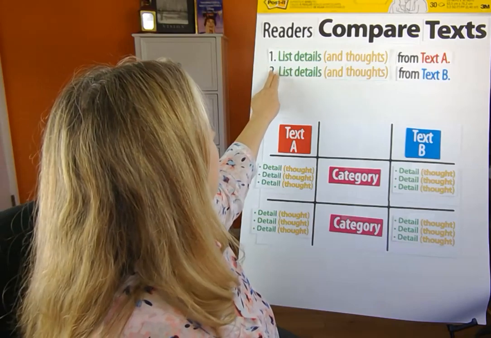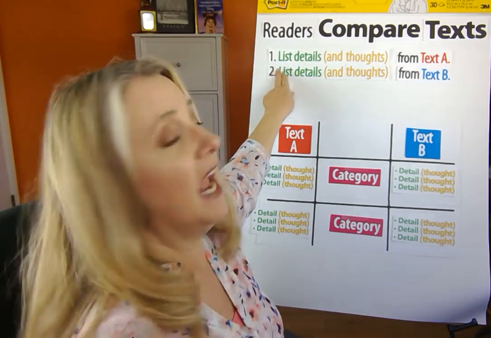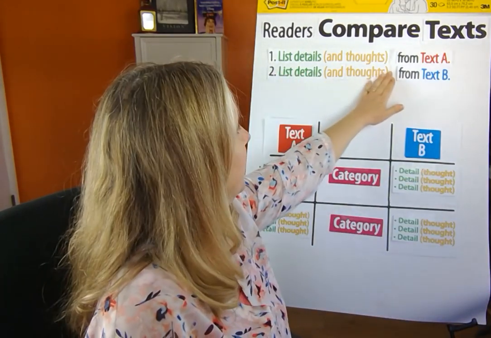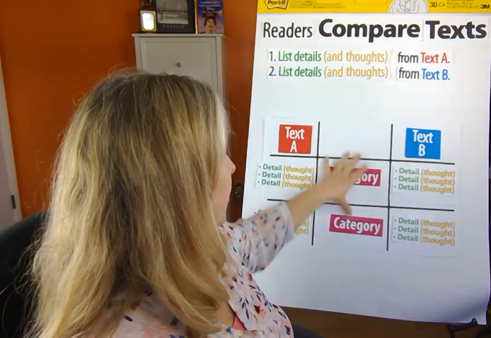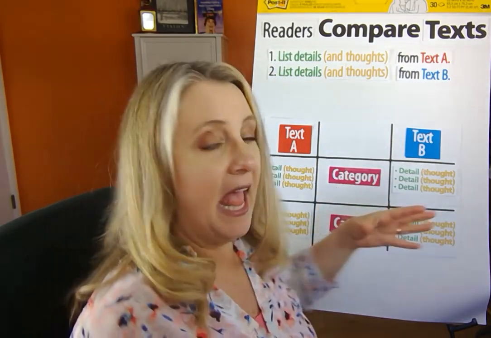Then, second step, you read text B and you list those reading voice details and any of your thinking voice thoughts. And so you have to do it in this order. Text B would be second, and they'd be organized over here. Now, the real benefit of using a T-chart like this is all about the middle portion. The middle portion helps us group information together.